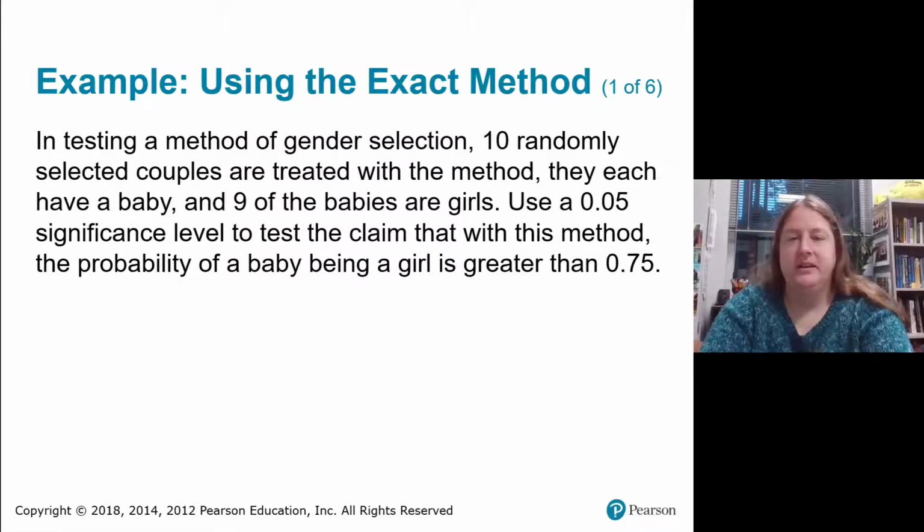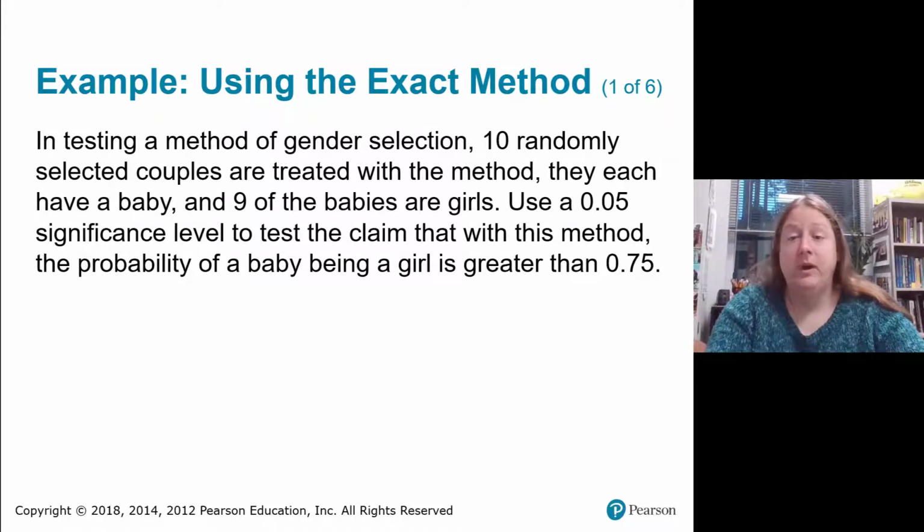Let's take a look at an example here. So our gender selection: 10 randomly selected couples are treated with the method. They each have a baby and 9 of the babies are girls. So using a 0.05 significance level to test the claim with this method, the probability of a baby girl is greater than 0.75. So we want to know, is the probability of a baby being a girl greater than 0.75?